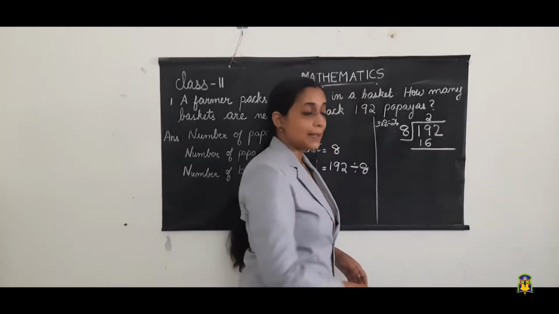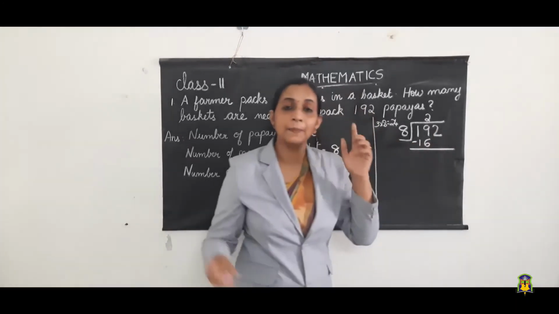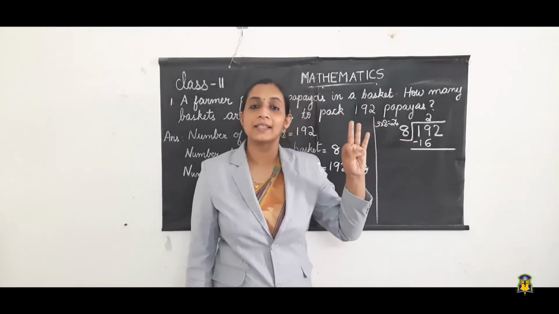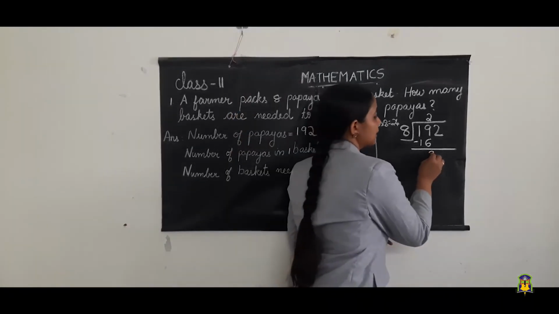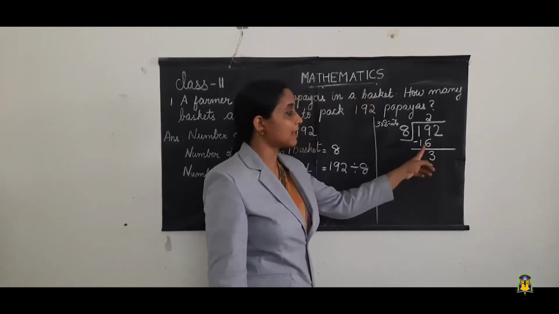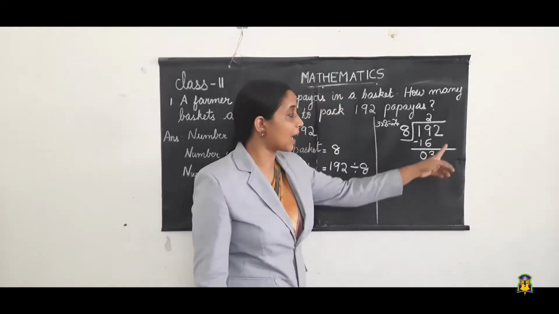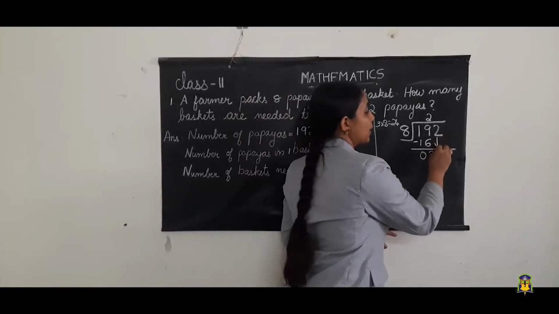What is the next step? Subtract. 9 minus 6. 9 in mind, 6 in hand. Before 9: 8, 7, 6, 5, 4, 3. So 3. And 1 minus 1 is 0. What is the next step? We have 2 here. We have to bring down that 2.